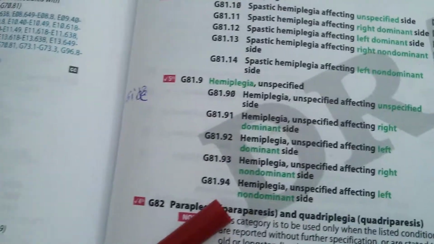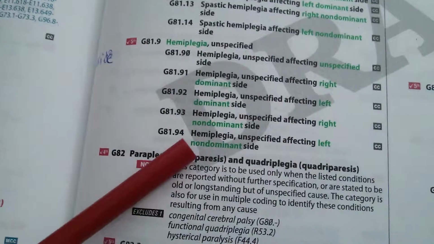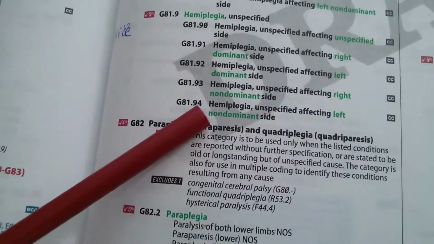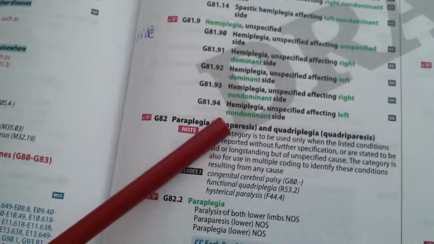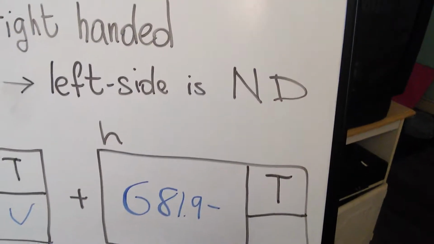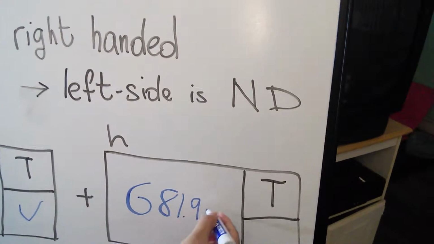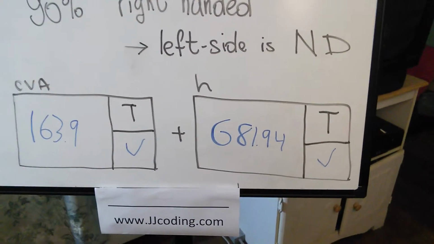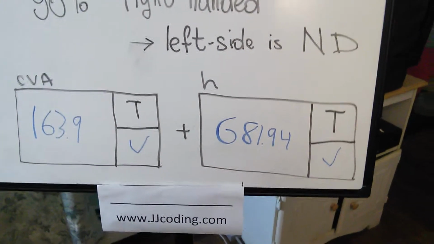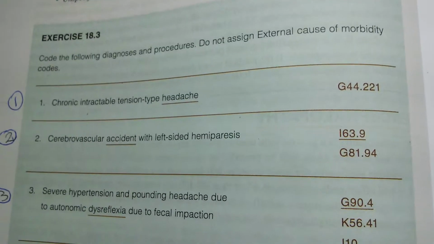Now, it says left side, right? And it doesn't tell us whether the patient is right-handed, left-handed, or ambidextrous, so we assume that it's right-handed, so it would be left non-dominant, right? So find left non-dominant. There you go. So the character that we were missing is 4. So we erase that little line and put 4 there. And that means that we checked the second code too. So we have our two codes, I63.9 and G81.94. We check that with the book, and the answer is exactly that, I63.9 and G81.94.